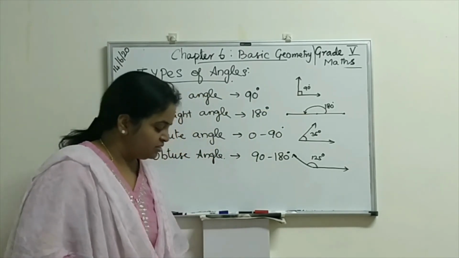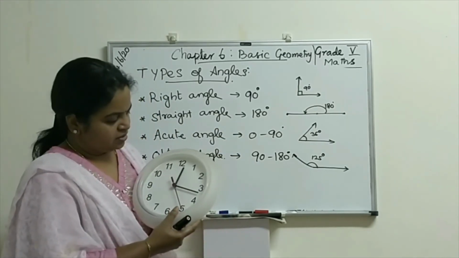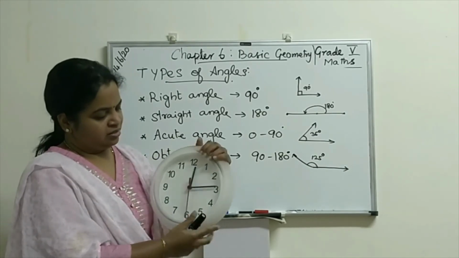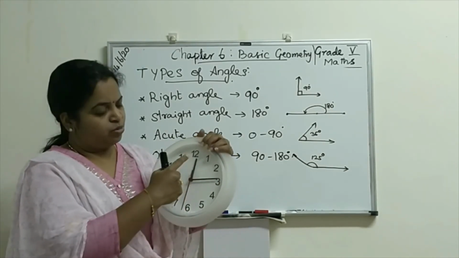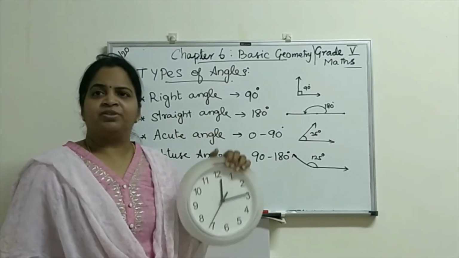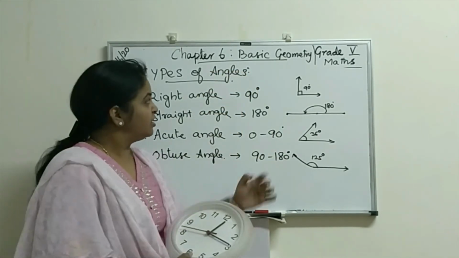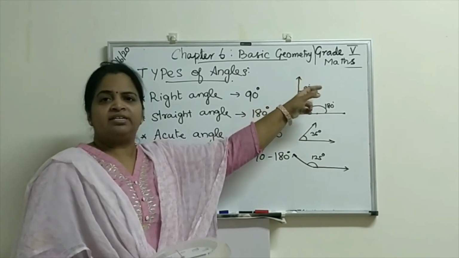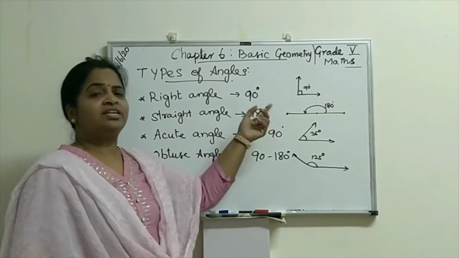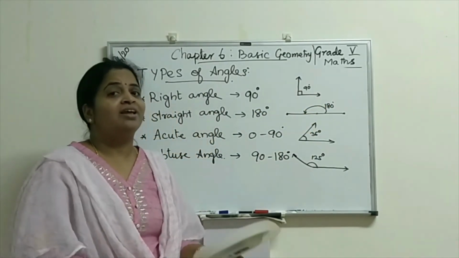Okay, see here, this is a clock. Here see, a right angle. Both the rays are perpendicular to each other. This is called a right angle. Did you get it? Right angle, perpendicular to each other. Okay, next one, straight angle. What is a straight angle? 180 degrees. Wherever 180 degrees is coming, it is called a straight angle.